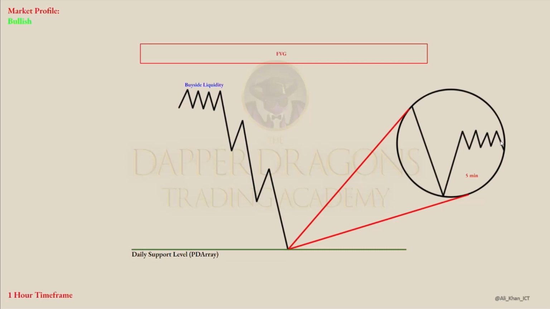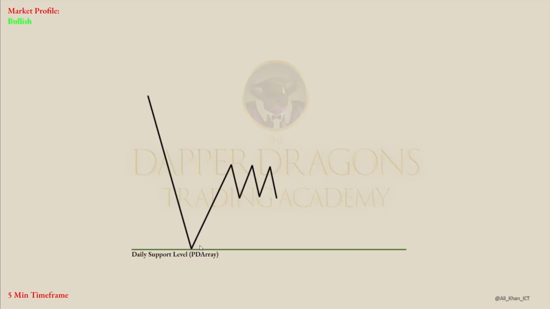So in the 5-minute time frame, we want to see a smaller fractal of ideally this and see where we can get in sync with the market. So this is our 5-minute time frame. This is our daily support level. Now we've moved away from the daily support and we see a consolidation. Say this could be hypothetically the Asian range consolidation, right?